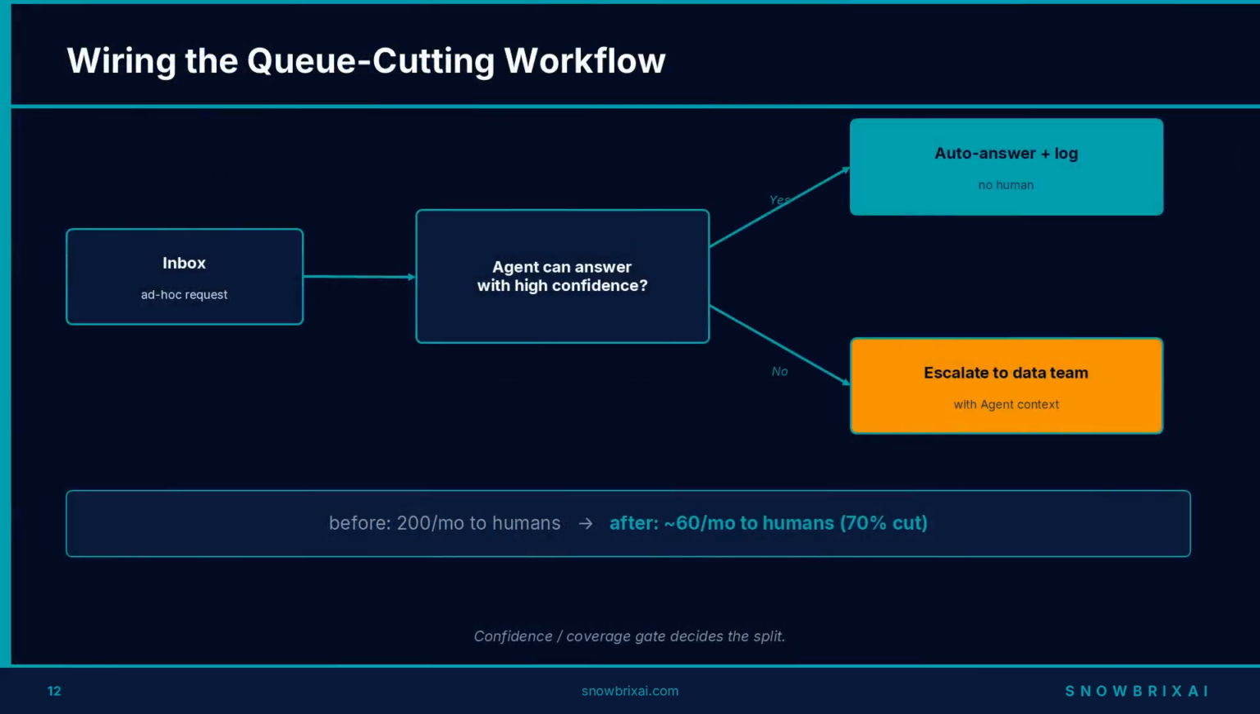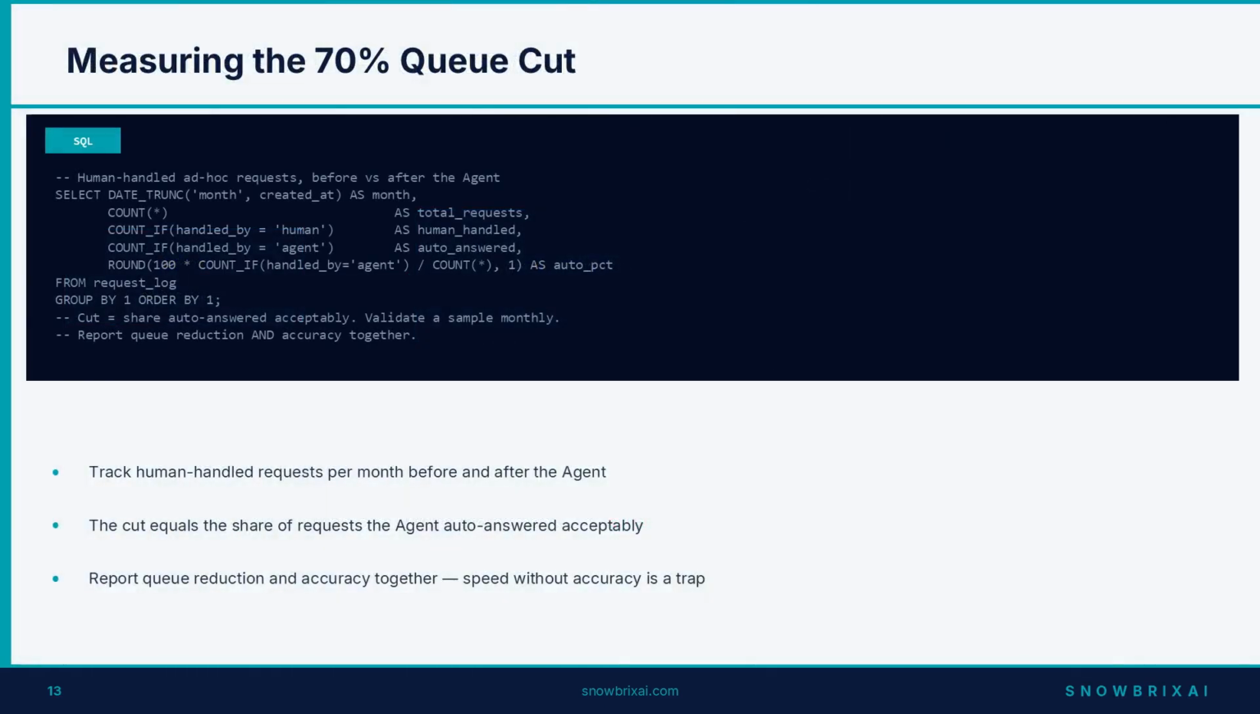Now we turn accuracy into a smaller queue. Every ad hoc request lands in an inbox. And the first question is, can the agent answer this with high confidence? Yes: it auto-answers and logs it. No human touched it. No: it escalates to the data team, carrying the context along. That confidence gate decides the split. And watch the band at the bottom, from 200 a month to humans, after about a 60 or 70% cut. Here is how you prove that 70%: track the human-handled ad hoc requests per month before the agent and after.